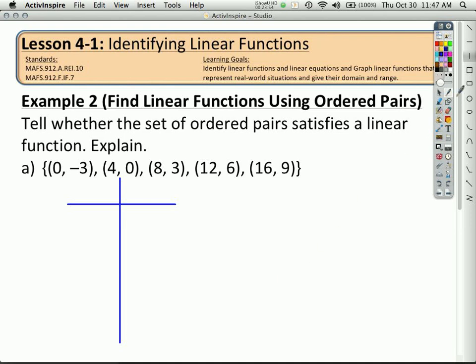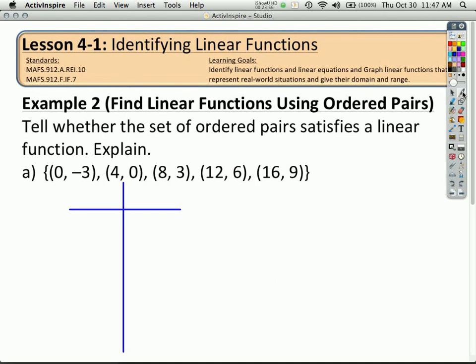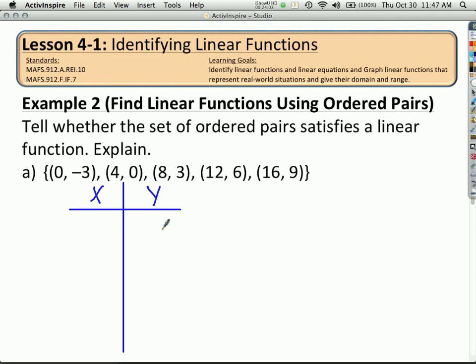So make a simple t-table, which just means a simple 2-column table. And of course, the column on the left will be the x's, and the column on the right will be the y's. And instead of copying the set as it is, let's translate it into a table. 0, -3. 4, 0. 8, 3. 12, 6, and then 16, 9.